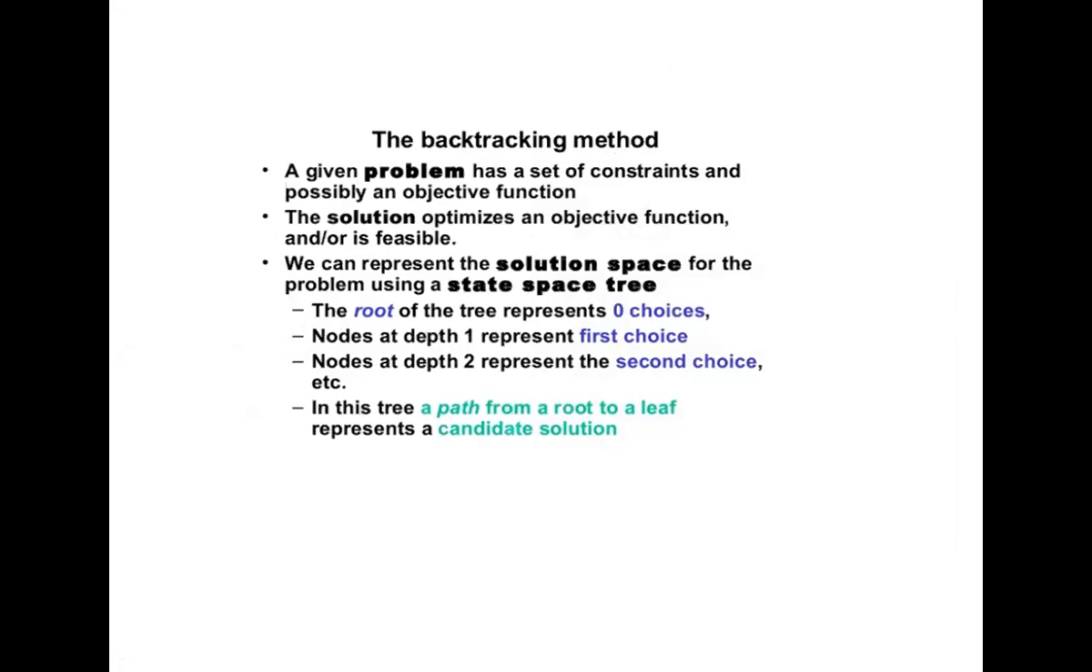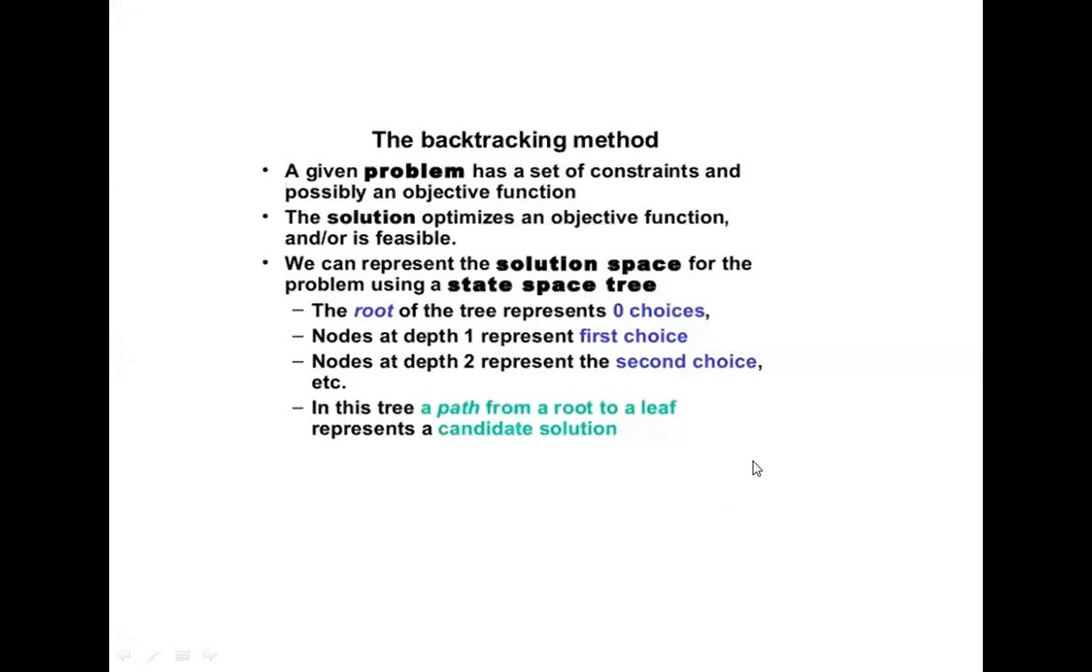Here, the given problem has a set of constraints and possibly an objective function. So in backtracking we have some constraints, and by choosing the constraints we have to find the solution. The set of constraints has two types: one is explicit constraints and the other is implicit constraints. First see the example, then you can understand the solution.